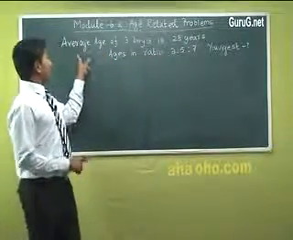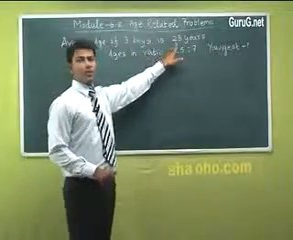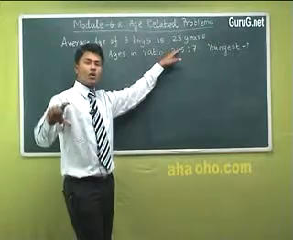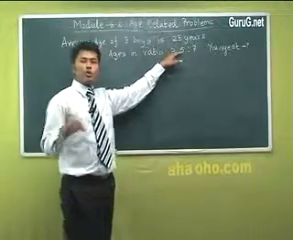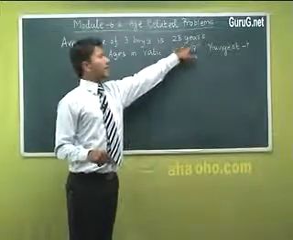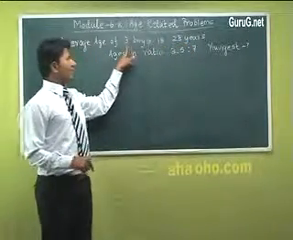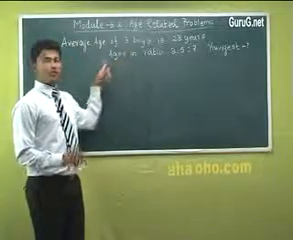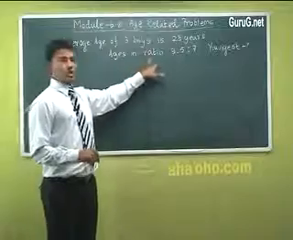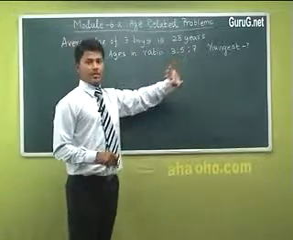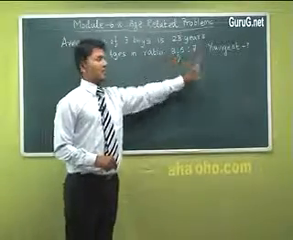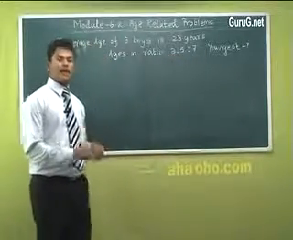It is given, average age of 3 boys is 25 years. We have learned average is equal to the sum of all the elements considered divided by the total number of elements. So the average of 3 boys is given as 25 years. 25 years is the average, the number of elements is 3. We need to find the total age. They are in the ratio 3:5:7. The ages of the 3 boys are in the ratio 3:5:7. We have to find the youngest age.